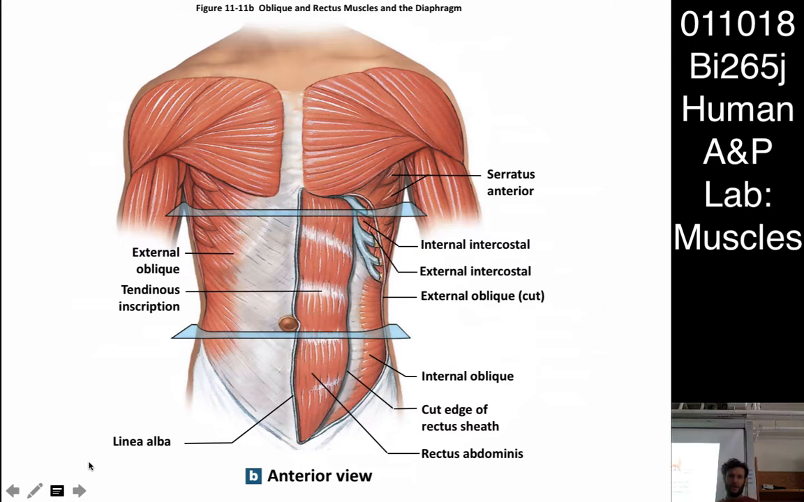Okay. So in the torso, the obliques are important muscles. We have on the surface the rectus abdominis. When you see the word rectus, it means straight. The straight muscles of the abdomen.